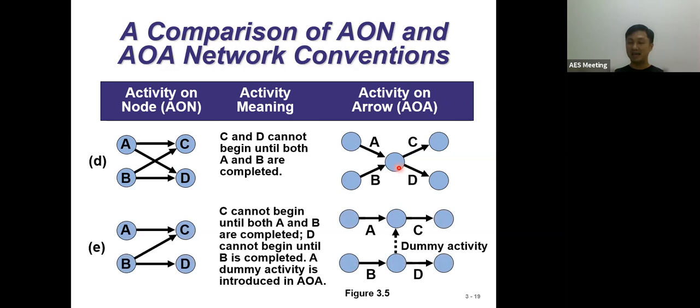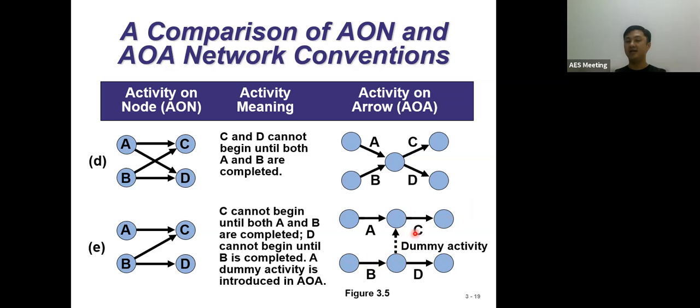Now, how about example E? In example E, C cannot begin until A and B are completed. So A and B will be at the beginning, and C will be at last. But when D comes into the picture, D cannot begin until B is completed. So the statement here is very clear. What am I emphasizing on the dummy? A dummy is only in AOA. This dummy is usually connected with a dotted line. This dotted line gives you the understanding that when A is completed, only then can we continue with C.